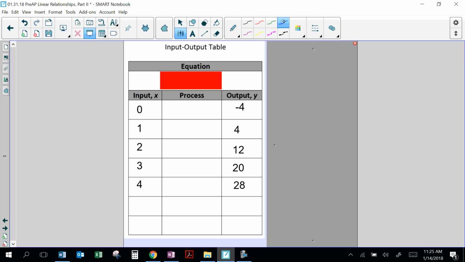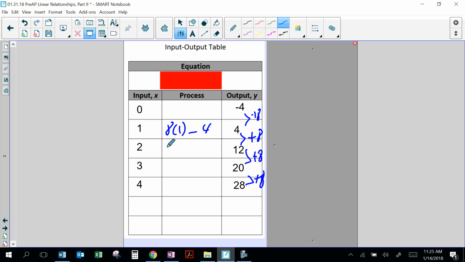Next one. What do you think the equation is for this one? Well, for this one, negative 4 to 4, I'm going to skip that one. I'm going to go to the positive number. The rate of change looks like it is increasing by 8 for every input. So it's going up 8 for the input of 1. That's 8. How do you get a 4? Take 4 away.